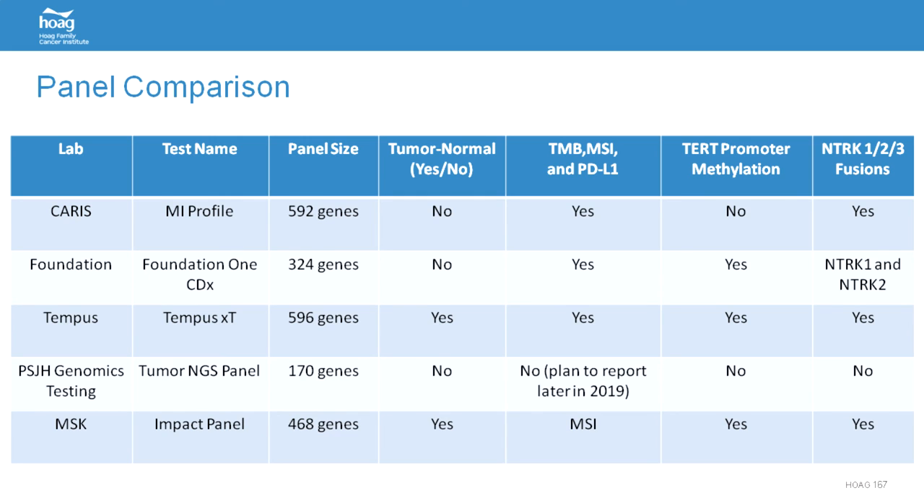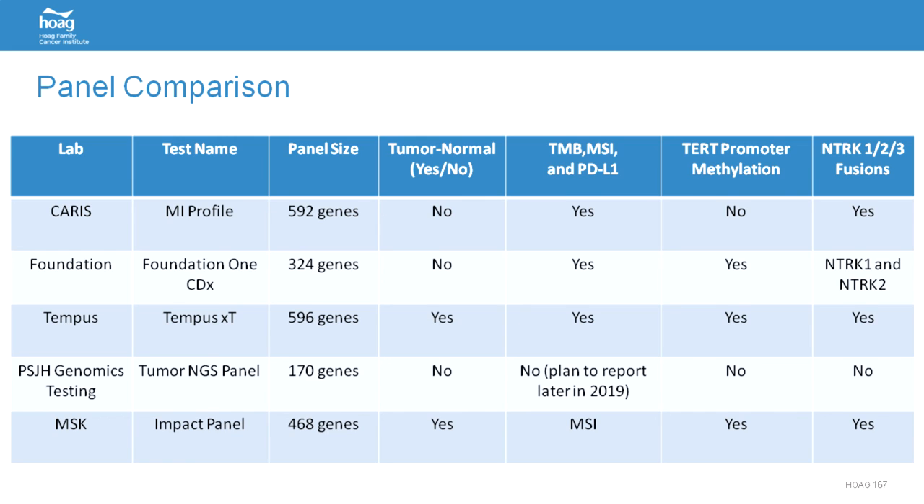These are some of the major vendors, and when David was talking about reflex testing, most of the reflex testing done here is done through Caris Labs. Their test is called Molecular Intelligence. It's a panel of 592 genes. They do tumor only. They don't do normal subtraction. They give you, as David said, markers of tumor mutational burden, which might inform the efficacy of using the immune checkpoint inhibitors. They don't look at TERT promoter methylation, which may be important in certain tumors like thyroid cancer. And recently approved were NTRK drugs: roughly 1% of different cancers have fusions or gene rearrangements in the NTRK 1, 2, or 3 genes. And the new drug is very efficacious in a variety of tumors, so they do report on all those.